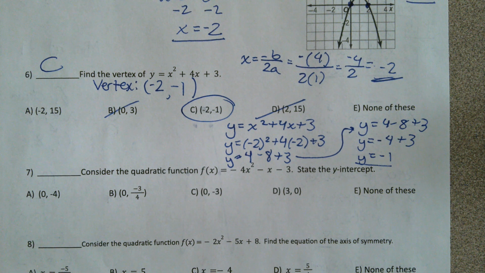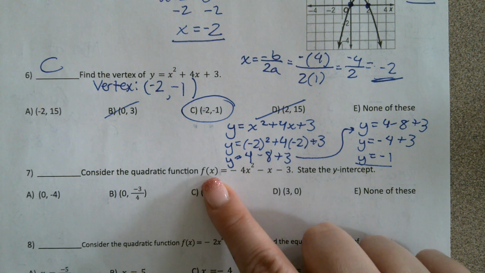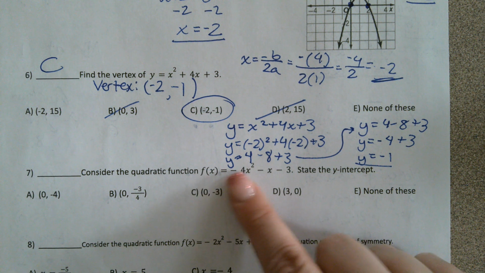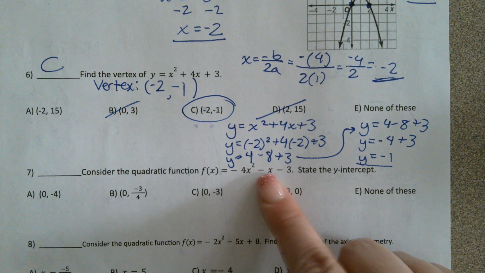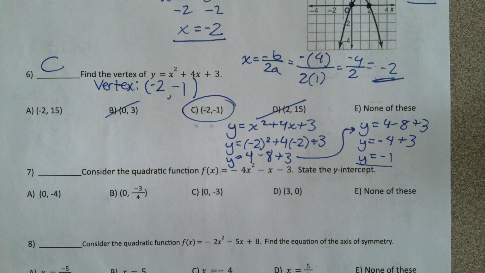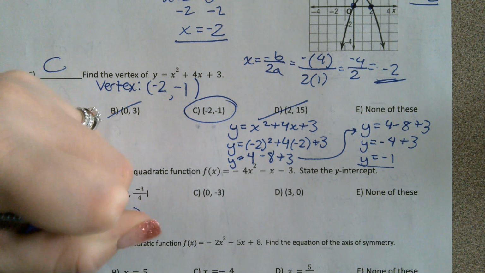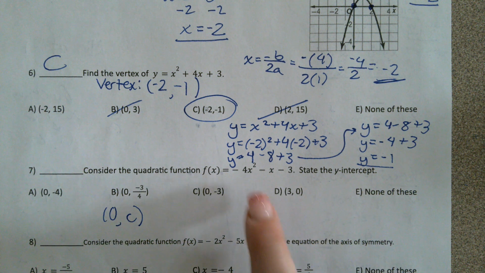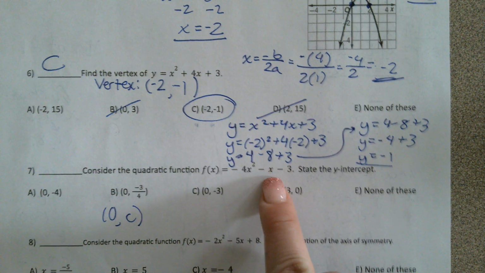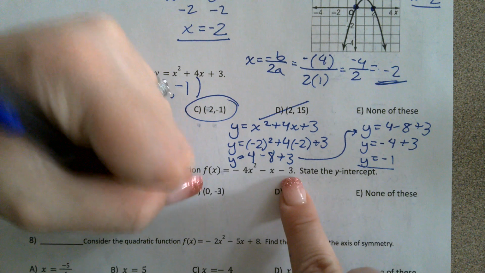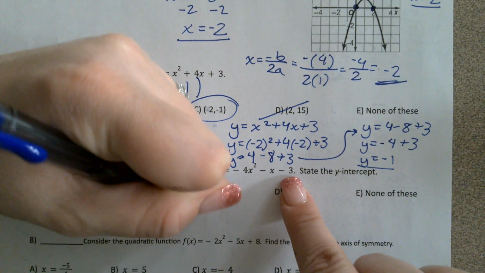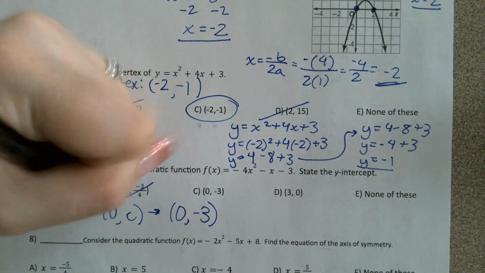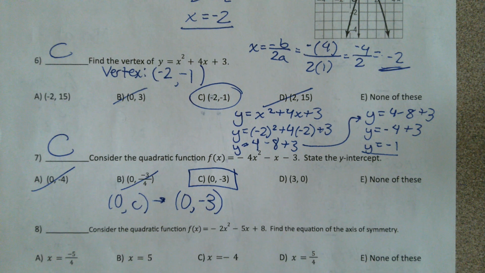2 more. Number 7, consider the quadratic function f of x, same thing, y, equals -4x squared minus x minus 3. State the y-intercept. Remember, there's a very quick trick here. 0, c. This works because if I plug in 0 to find the intercept, this becomes 0, this becomes 0, -3 is all I have left. So it's 0, -3. Nope, nope, yes. C is my answer.